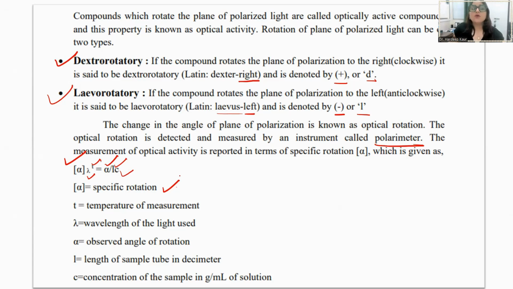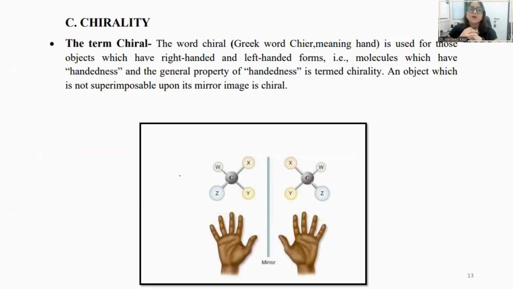So this is how we can say what an optically active compound is, what optical activity is, and what plane polarized light is. These terms are used in your stereochemistry, so that is very important. Next, I will talk about chirality.